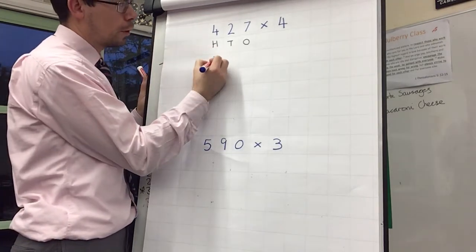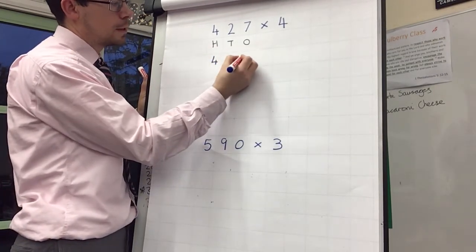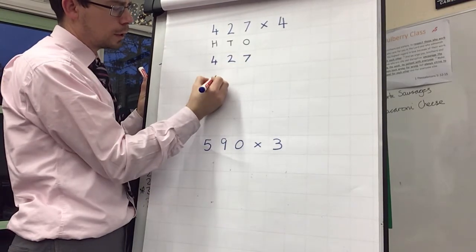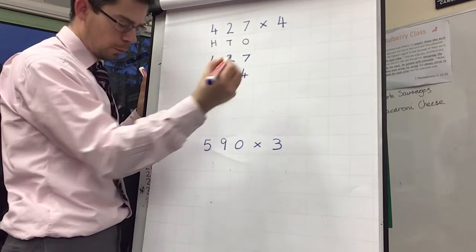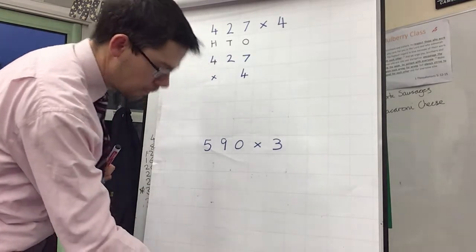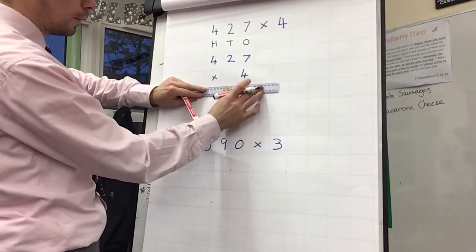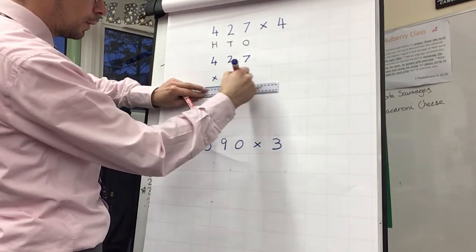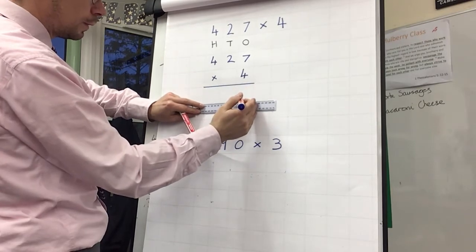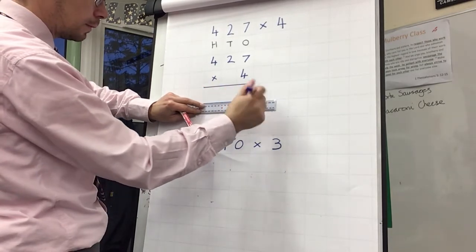427 and I'm timesing by 4. Get my ruler and draw my answer lines, my answer box, like so.